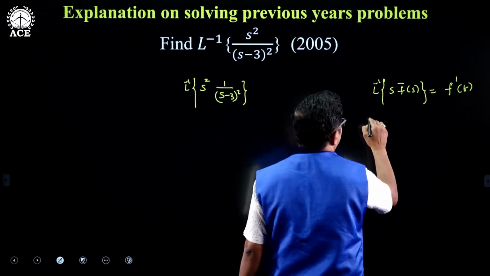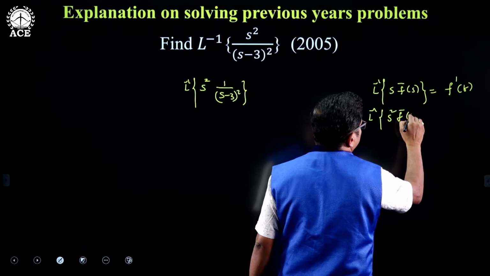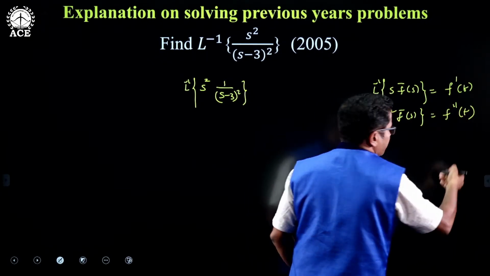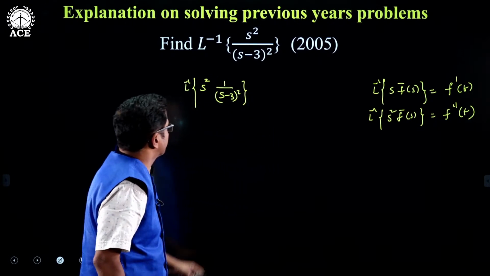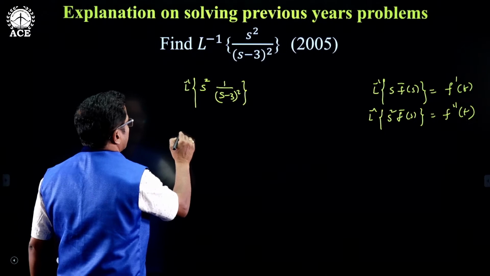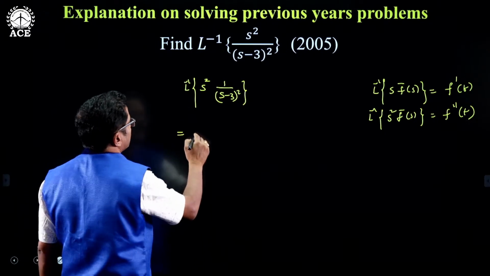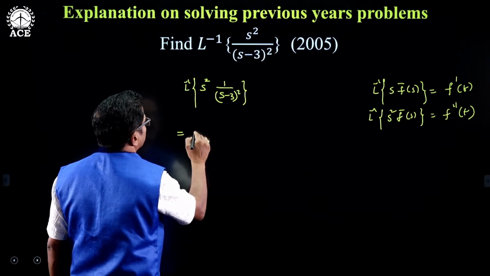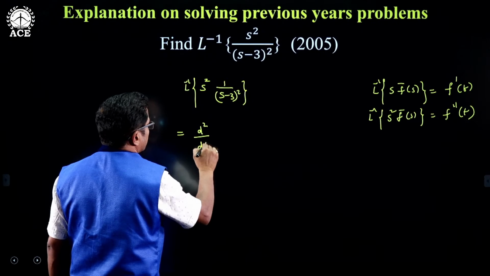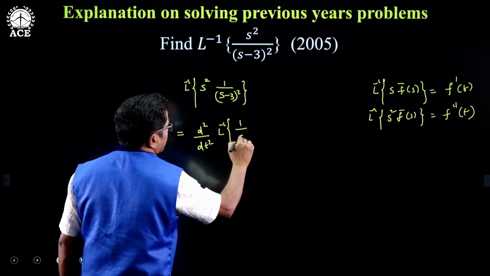L inverse of s square into a bar of s is going to be f double dash of t, which means you have to perform differentiation two times. Here s square is there, right? So for that you have to perform differentiation two times. Means here, d square by dt square of L inverse of 1 by s minus 3 whole square.